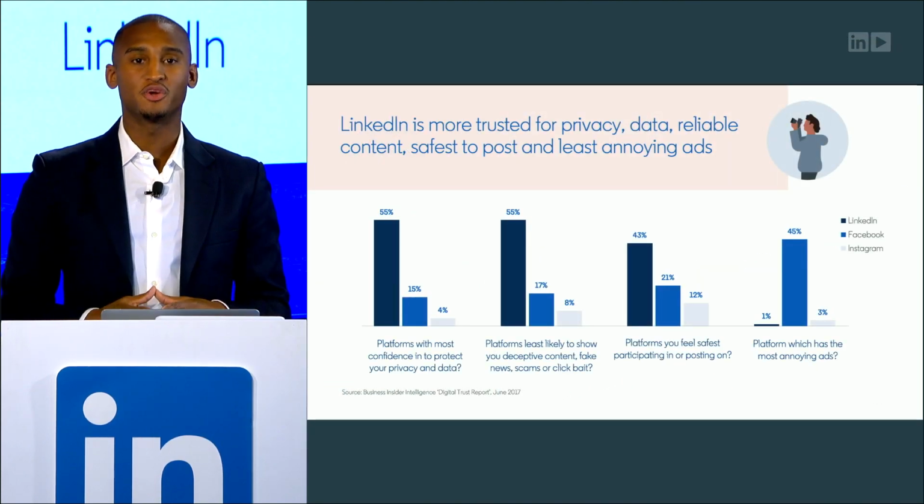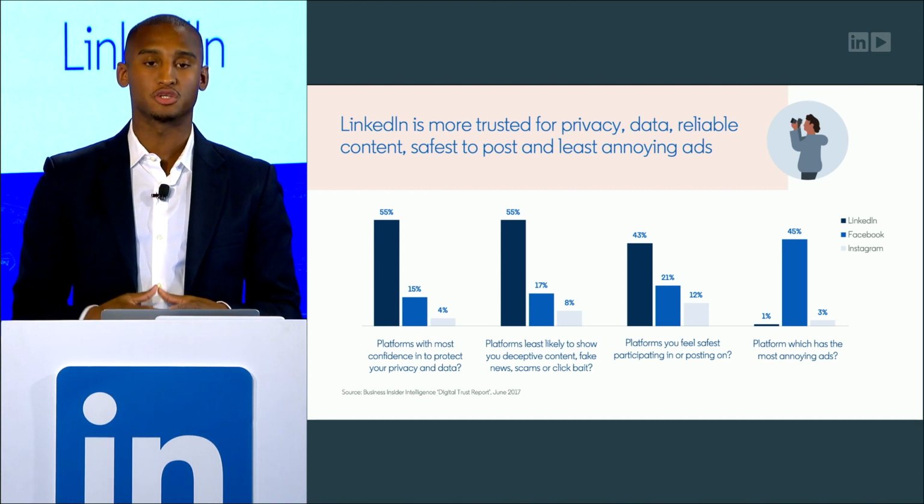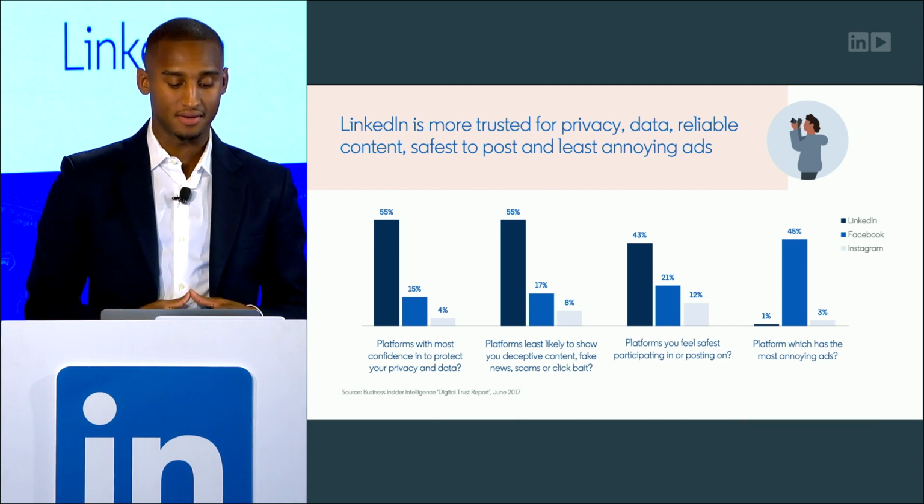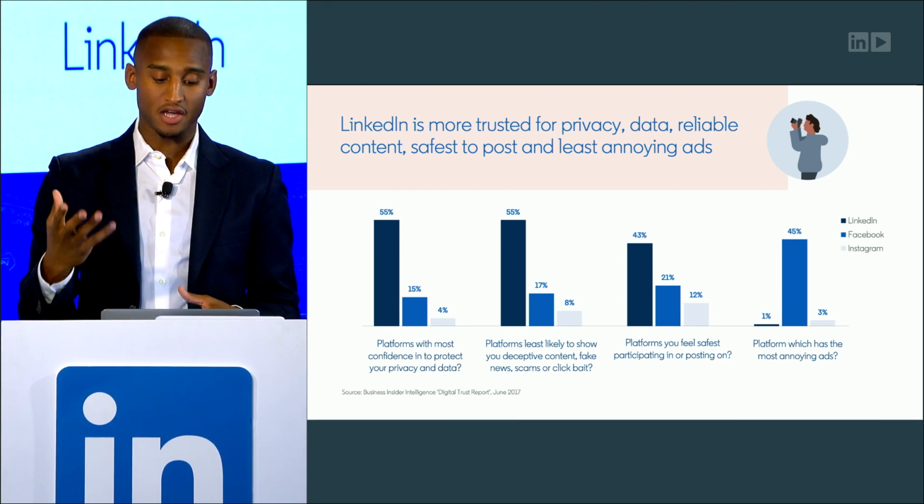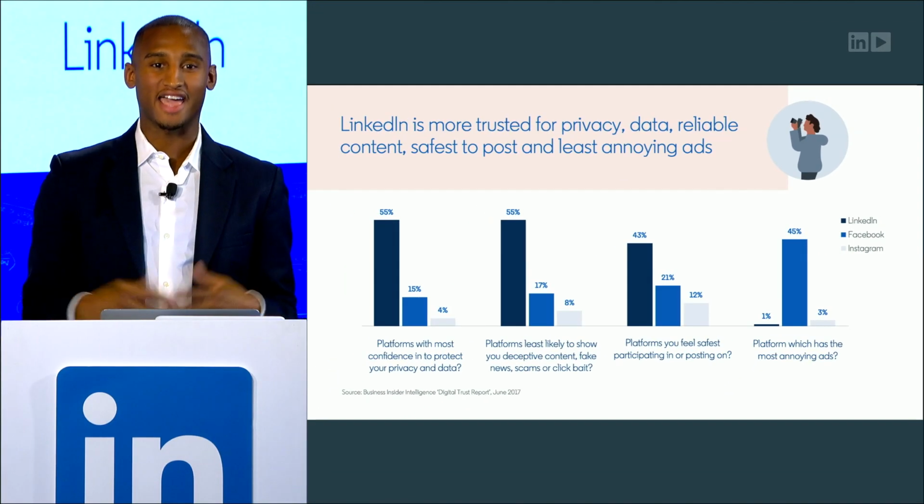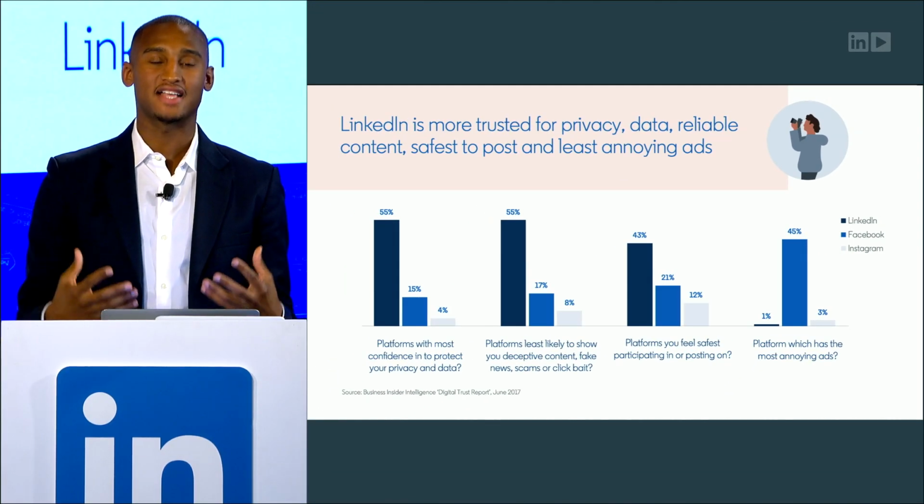On the bottom of the screen, you can see some of the questions that were included in the digital trust report. So the first question is, what platforms do you have the most confidence in with your privacy and data? The second question was, what platforms are least likely to show deceptive content, scams, clickbait? And then the third question is, what platforms do you feel safest participating on? And by far, LinkedIn came in as number one. And then the last question is, what platform has the most annoying ads? And I'm so happy to say that we got the lowest amount of votes for that one. So again, we love to provide that safe environment.